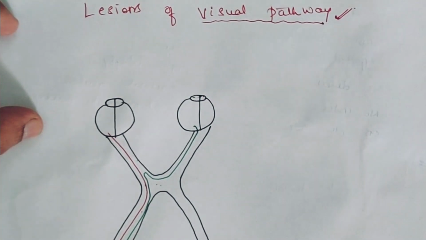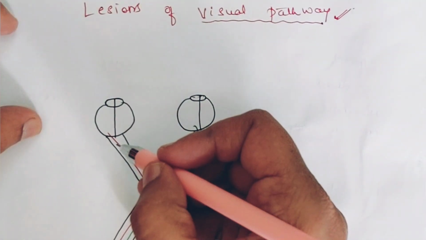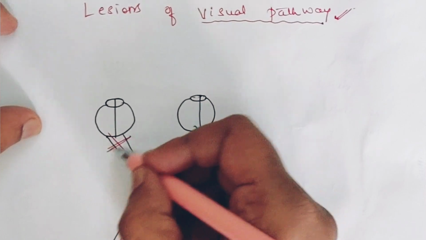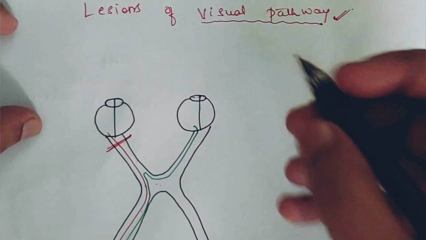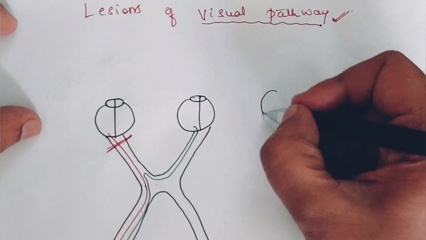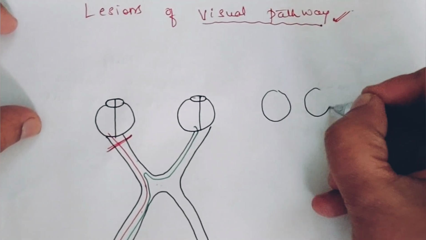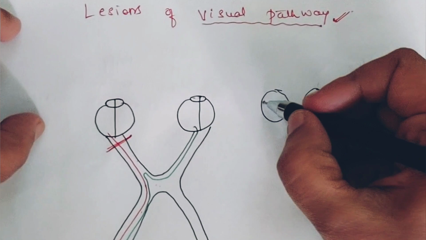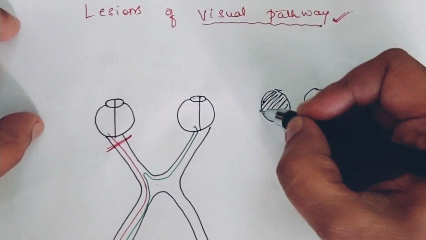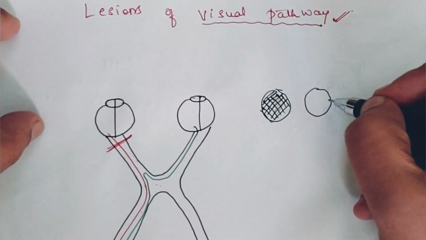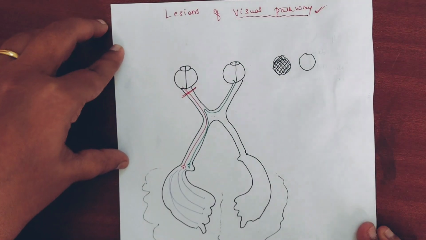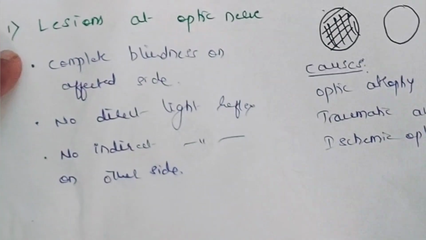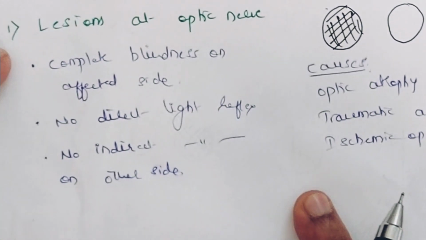The first lesion is the lesion at the optic nerve. Suppose something is wrong here. So what will happen? So when there is a lesion in the optic nerve, write the corresponding diagram like this. So there is complete loss of vision in this eye. Okay. The other eye is completely normal. Affected eye will lose its vision completely. So write this diagram and then give little bit explanation about each lesion.